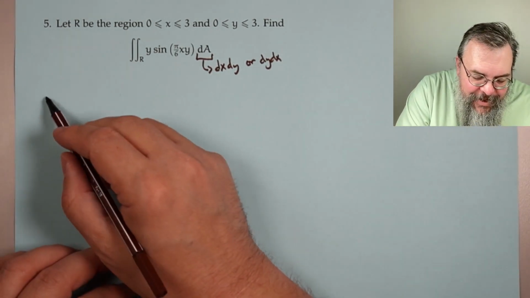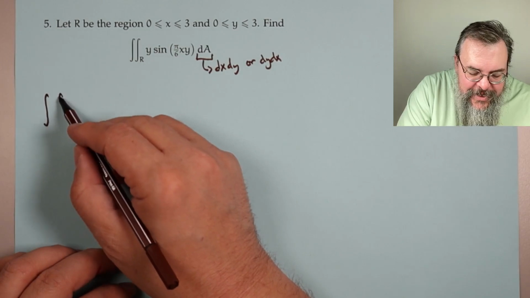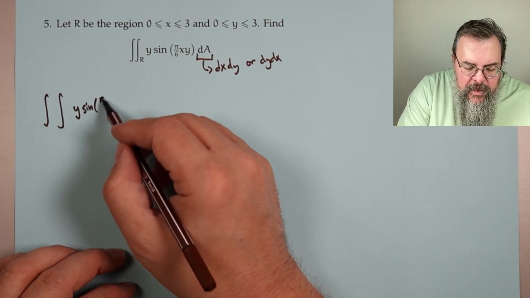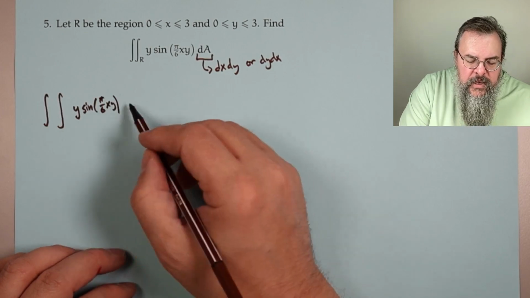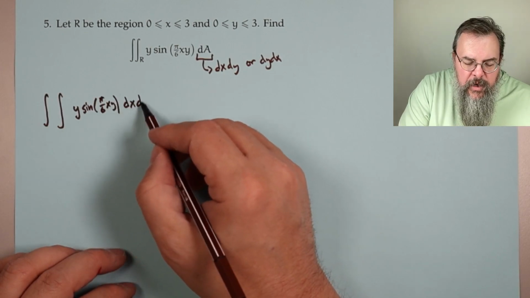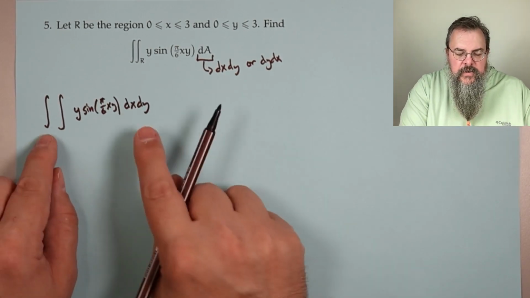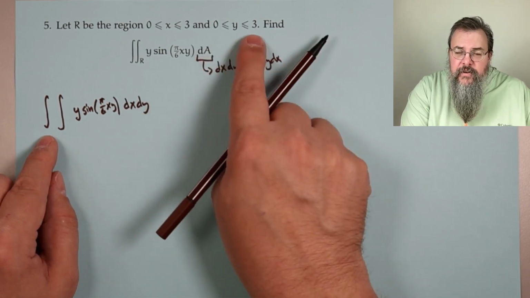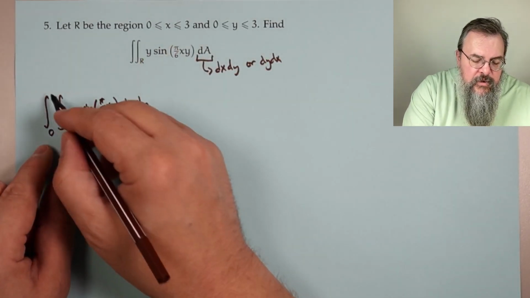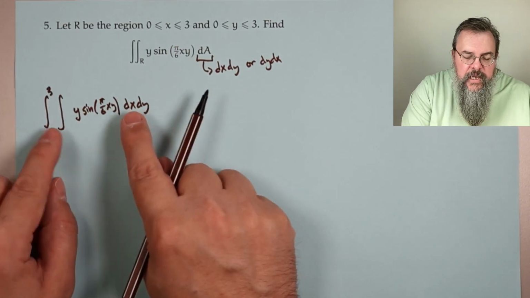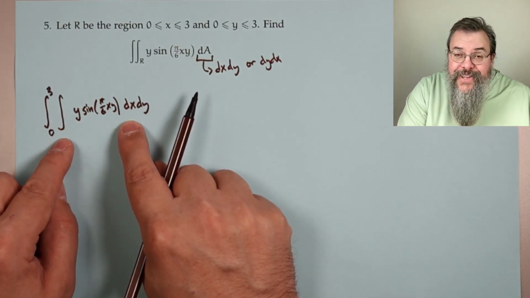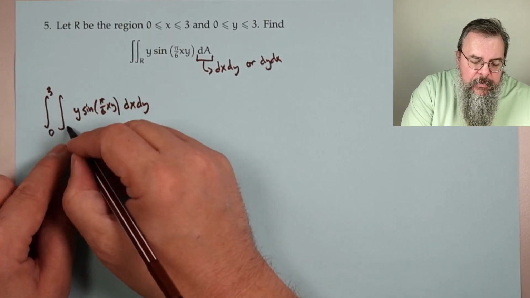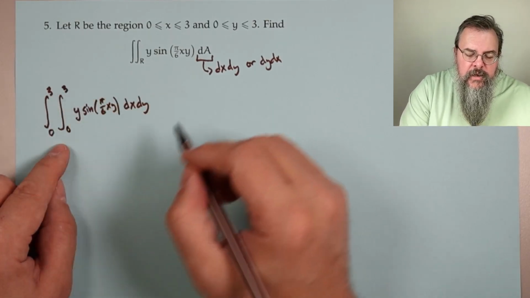All right, Steve, come on. So integral of y sine(pi/6 xy), and let's say we do the dx dy version first. So the outside layer is going with the y. Y goes 0 to 3, so that's a 0 to 3. The inside layer goes with the x, and x goes 0 to 3, so that will be 0 to 3.